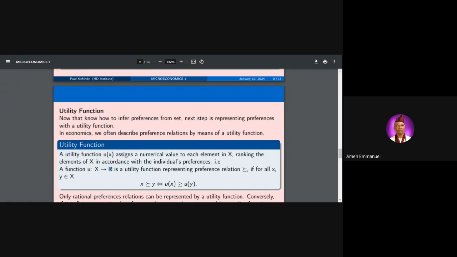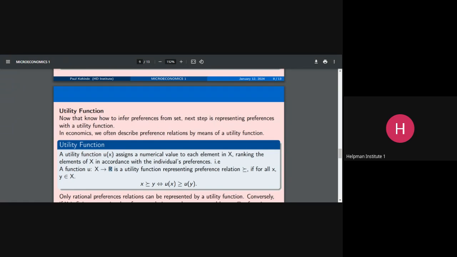Can you repeat that again? The utility function. All right. Utility itself means the satisfaction one derives when consuming a particular commodity. That is what utility means.